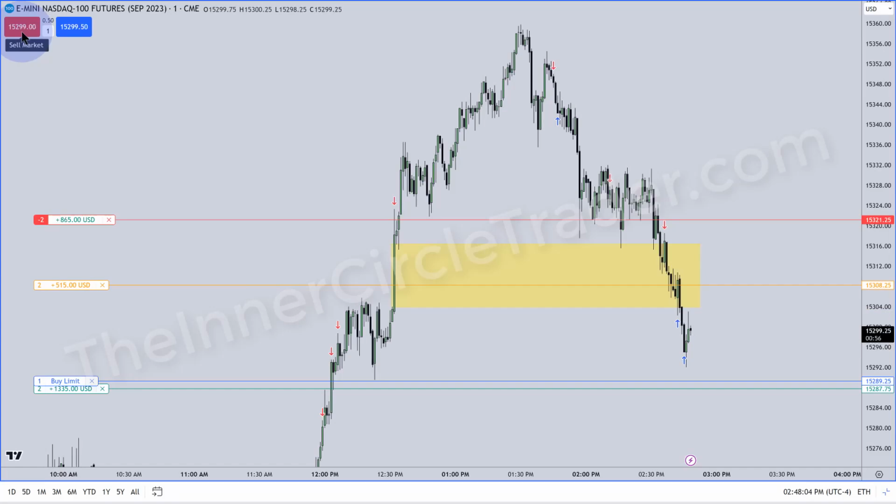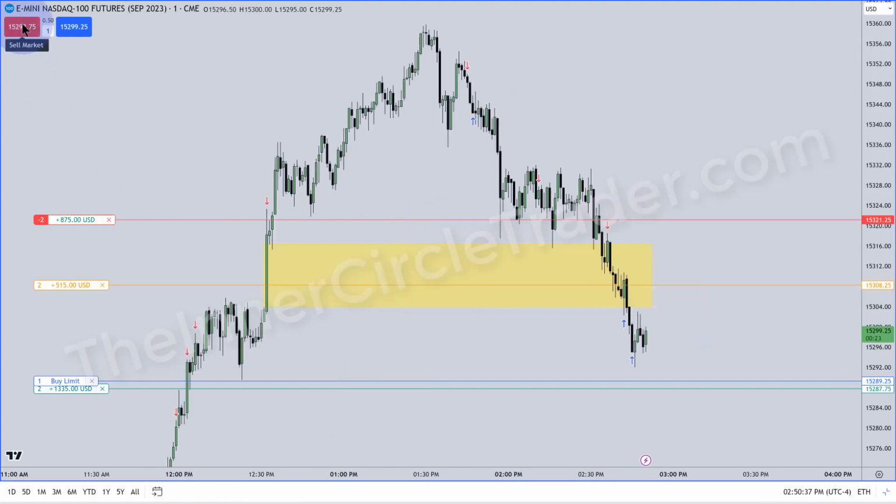Could run lower from here. It's already done its delivery to the high end of that fair value gap right there. Watch those wicks right here. Consequent encroachment of those wicks. I'd like to see that be a barrier, if anything, on the upside starts to materialize.